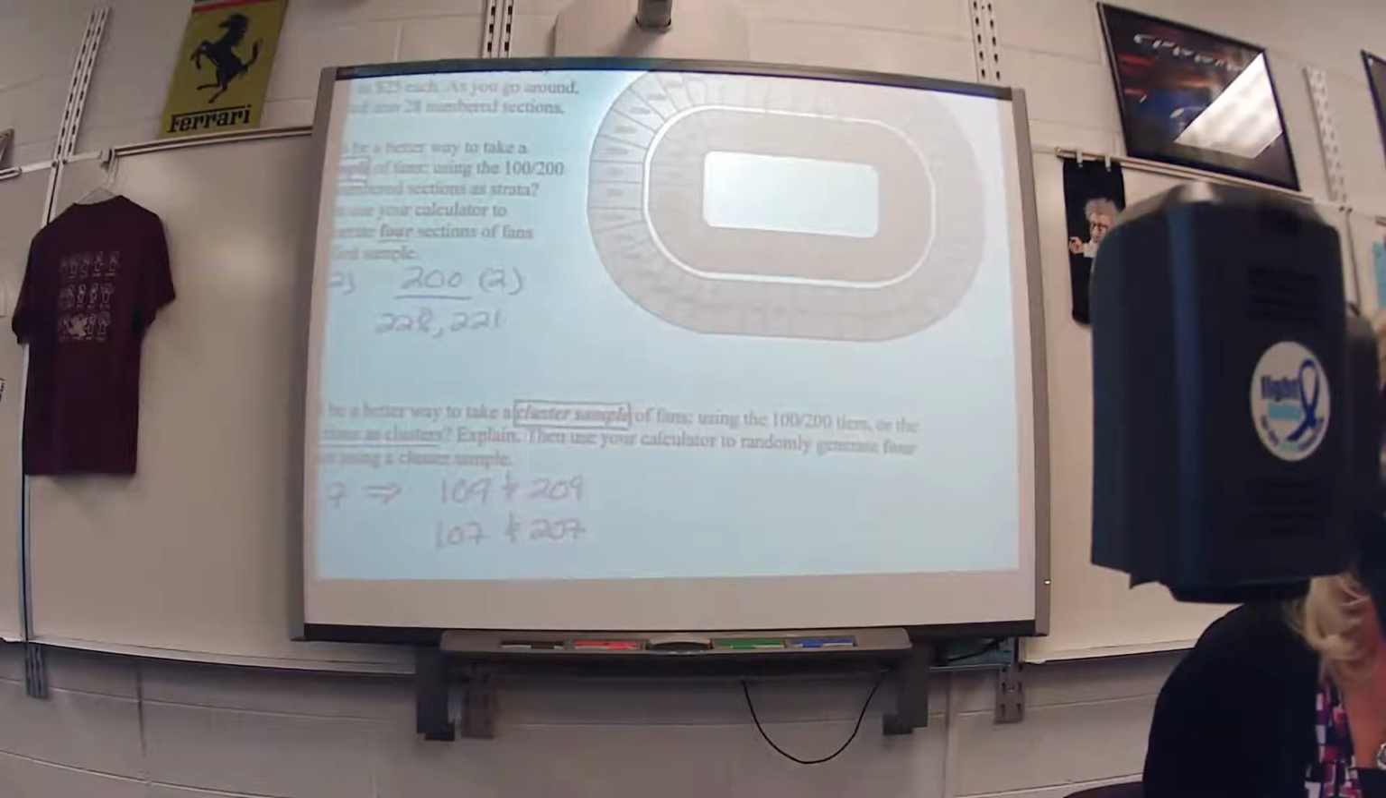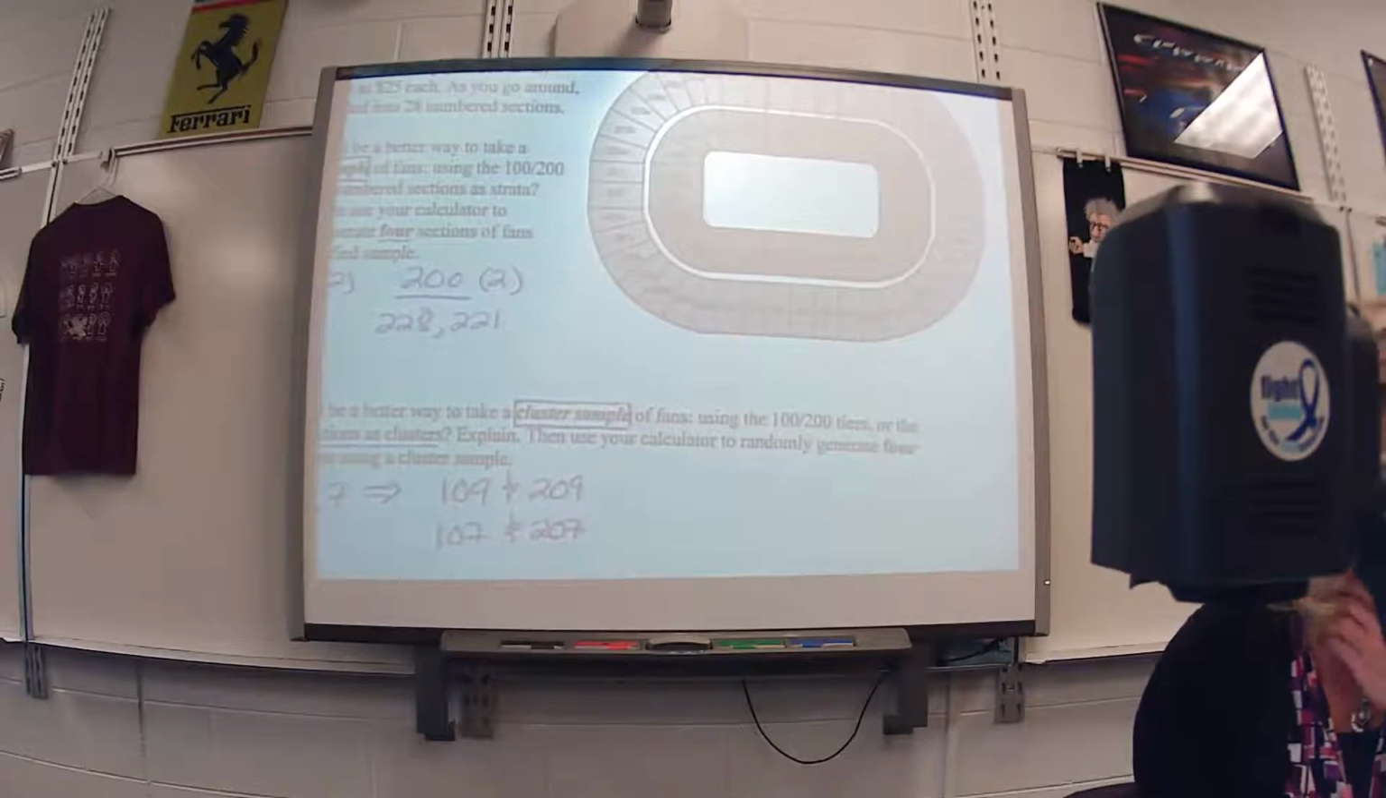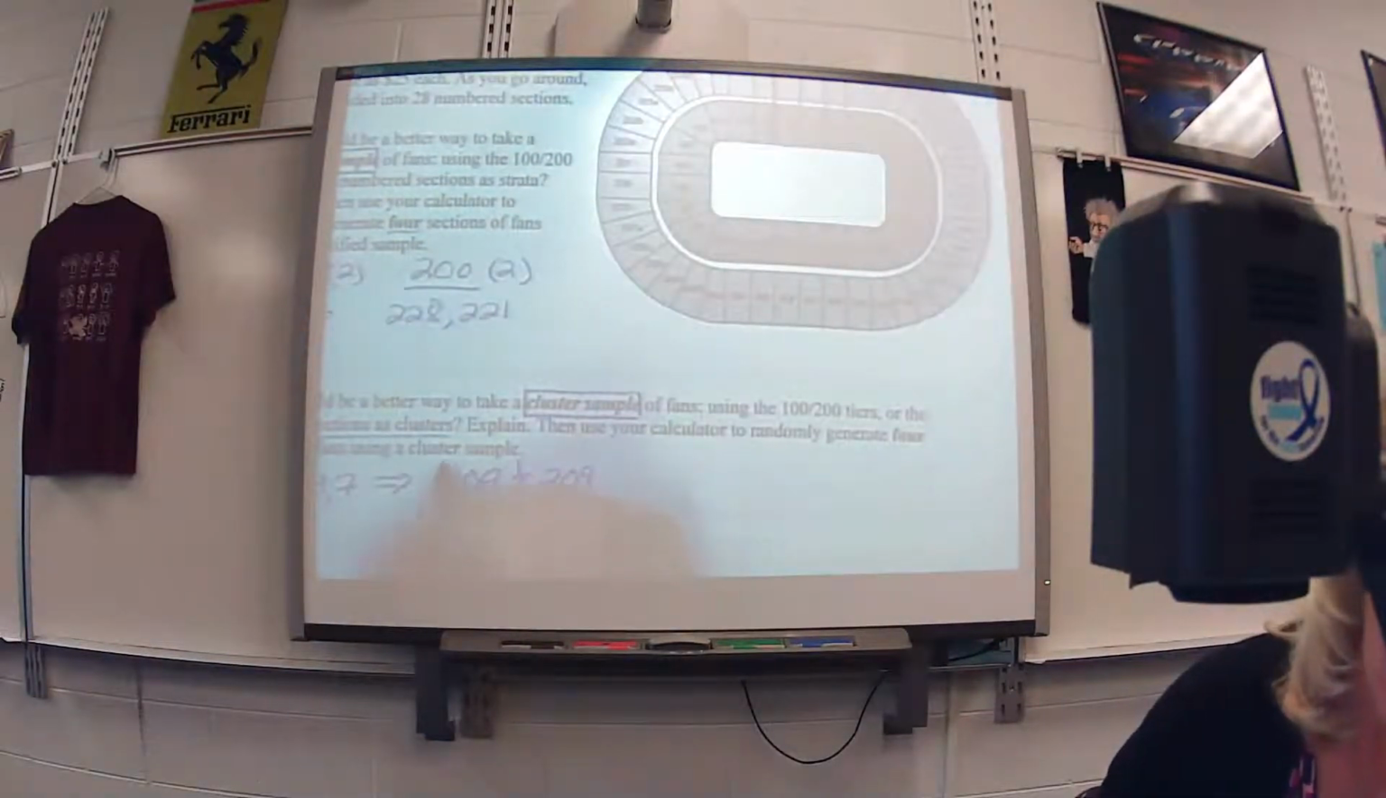What does it mean, in the cluster sample definition, when you say heterogeneously? Because if this is now called a cluster, okay, this is now called a cluster.